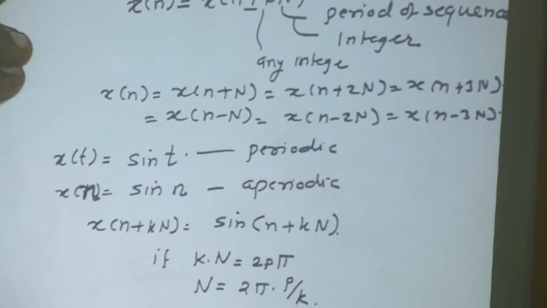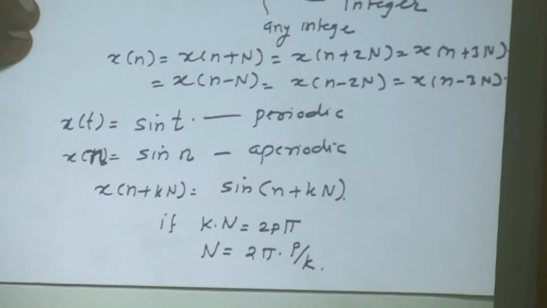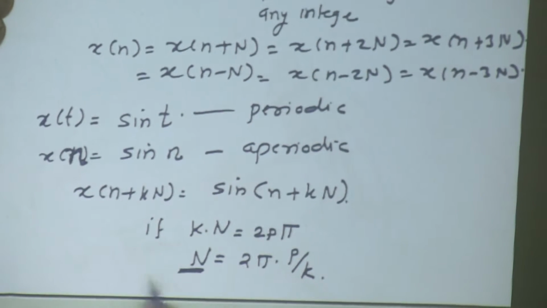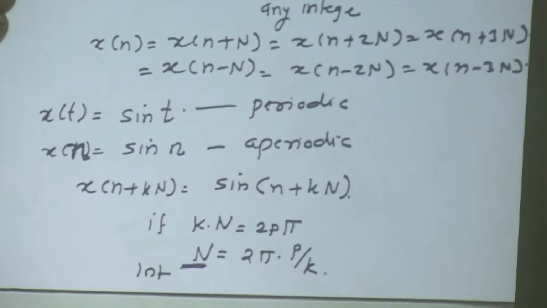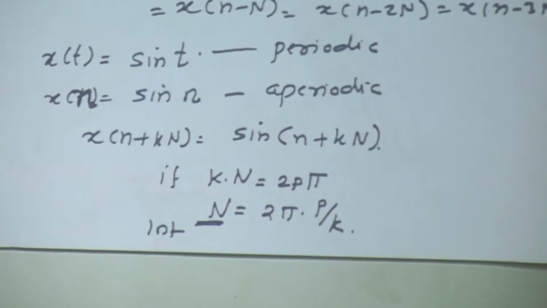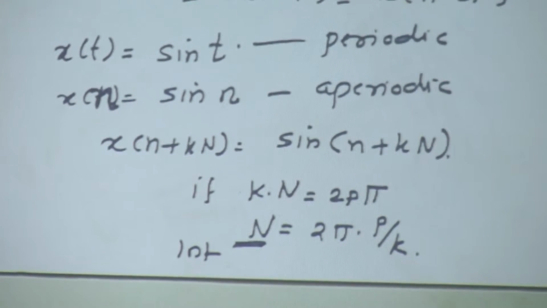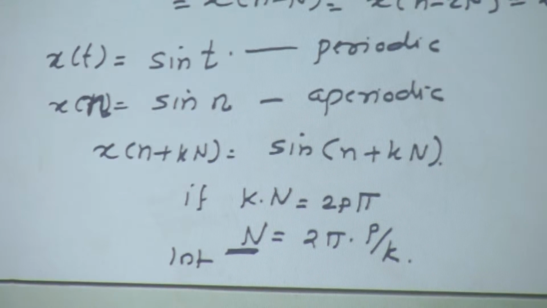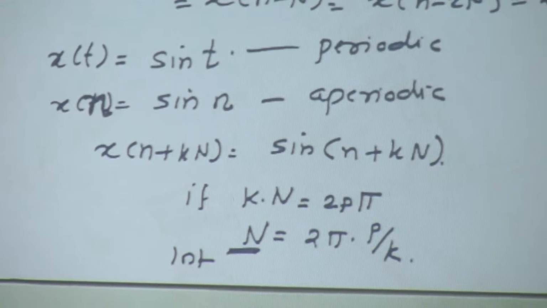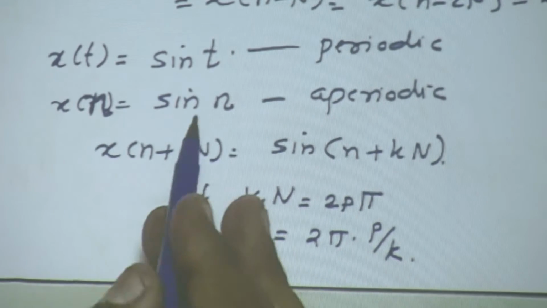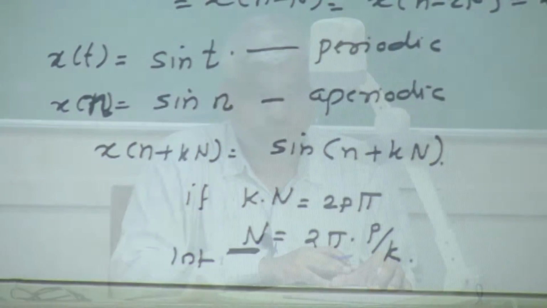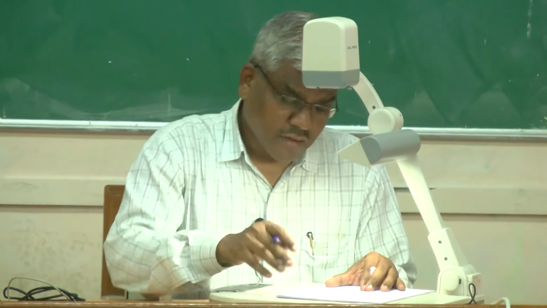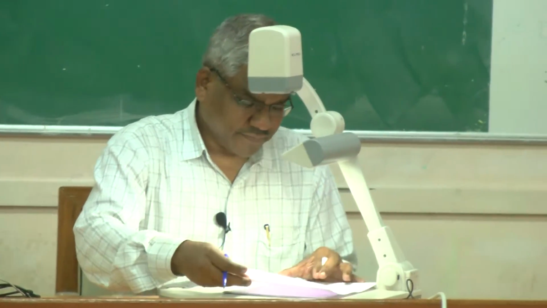Tell me the values of p and k so that I get a value of n. P and k are integers. Remember, p and k are integers. 2 pi times p by k, I want it to be an integer. Is it possible? For any value of p and k, can the value of n be an integer? It's not possible. That is why sine n is aperiodic. Is that clear? Any question? Is that clear?